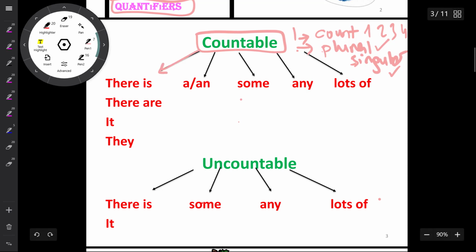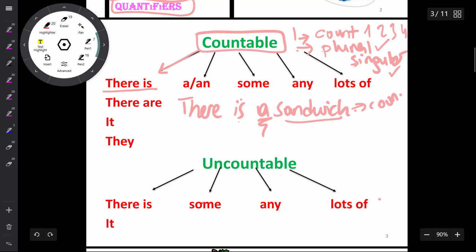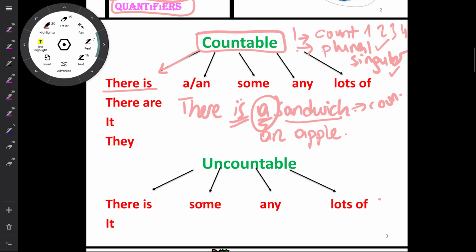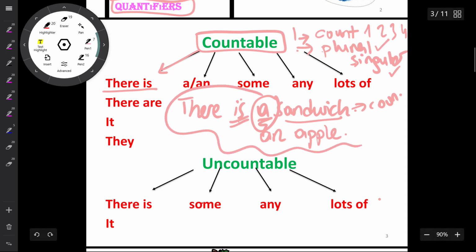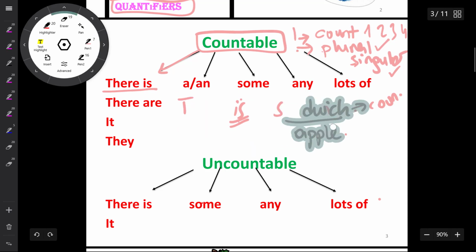Okay, let's have a look. We can see there is in the sentence. There is, meaning there is a sandwich. This is an example. There is a sandwich: countable, and it can be plural, but in this sentence it is singular because of this one, is and a. There is a sandwich, and we can use an. There is an apple, we can say. So if you use countable nouns in the sentence, it can be singular or plural. This example is the singular form of the sentence.